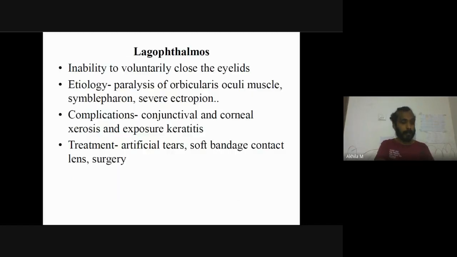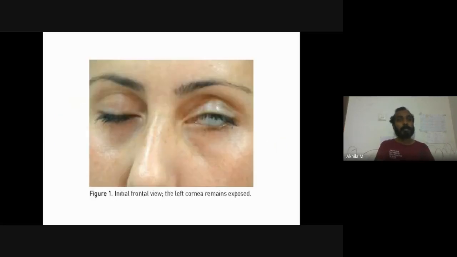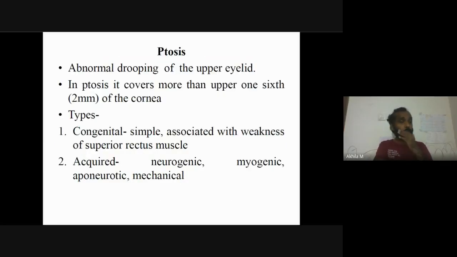What is the difference? In lagophthalmos, the patient cannot voluntarily close the eyelid properly. But here, there is abnormal drooping of the upper eyelid. The patient's upper eyelid is drooped and covers more than 2 mm of the upper part of the cornea, more than 1/6 of the cornea. That condition is called ptosis. There may be a congenital deformity, or some acquired causes.